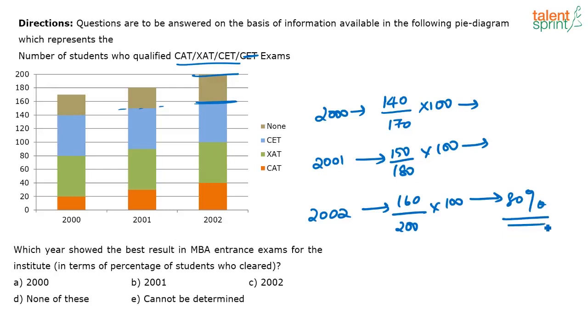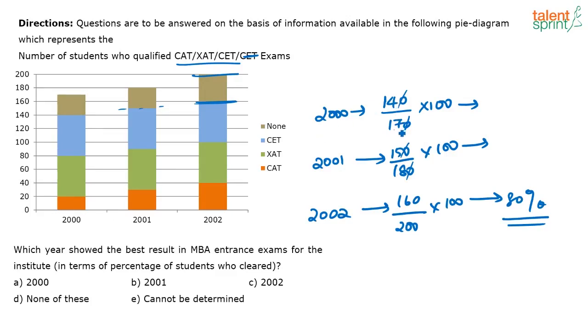Very easy calculation. Here you have to find out what is 14 by 17. Here you have to find out what is 15 by 18. See, the values are very close. So again you will have to get the exact answer to be able to compare these two, right? 14 divided by 17 and 15 divided by 18. So what is the answer that you get? Try it out and tell me. 2001 will be the highest, the year which has the best result in MBA.